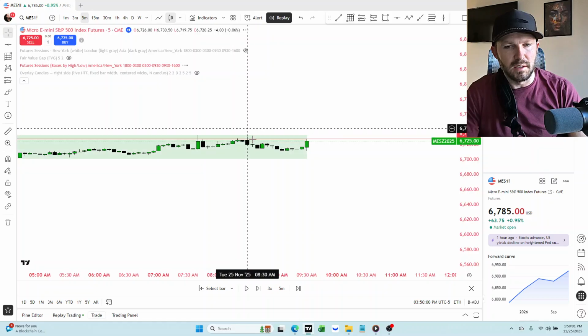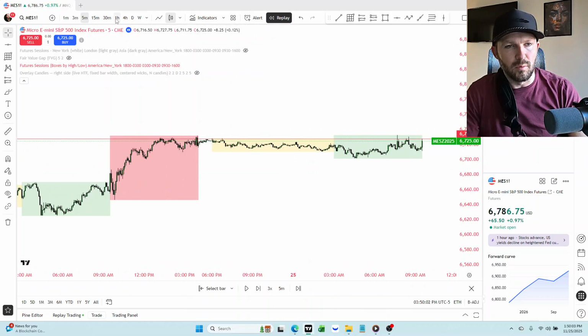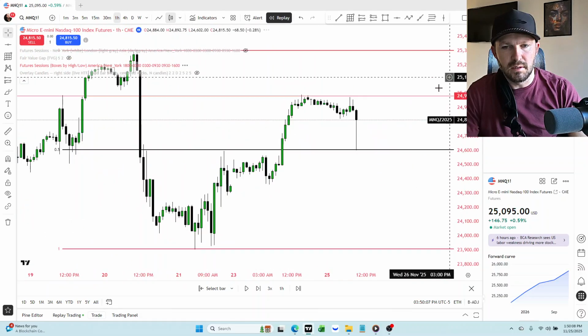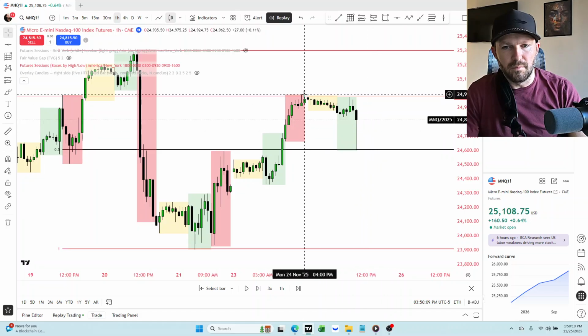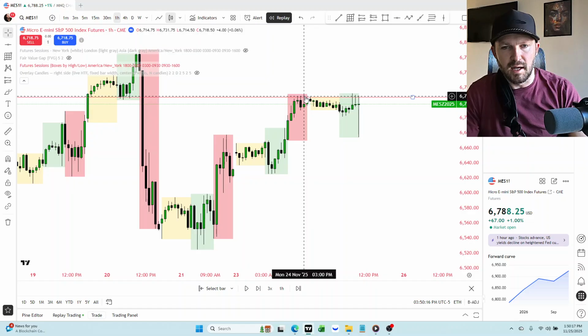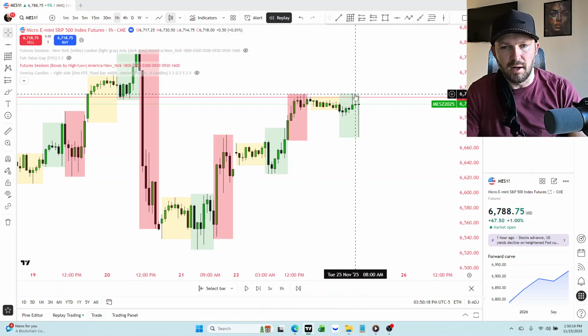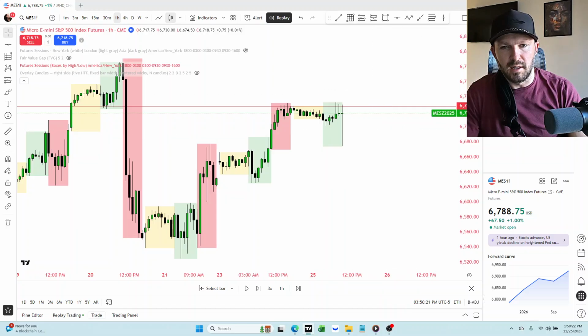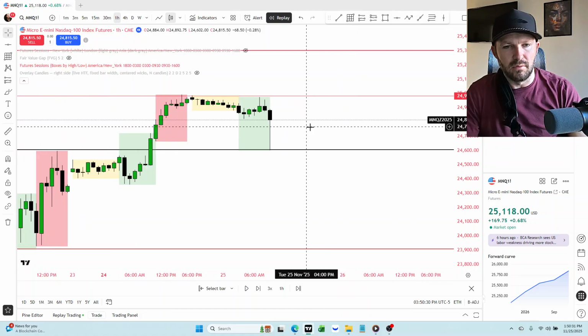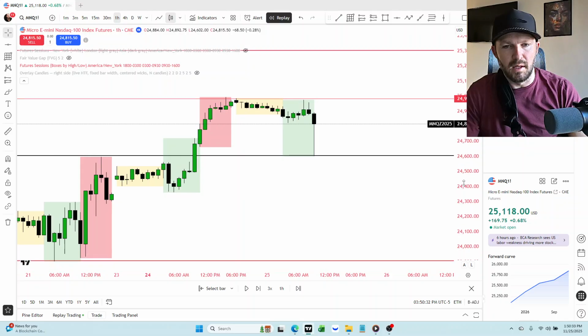Also, we were creating an SMT divergence from this high to this high. It's a higher high and then a lower high. And then MES had a high here and then a higher high over here. So we had a bearish SMT divergence, and MNQ would be the leading asset. So I'd be looking for shorts on MNQ.